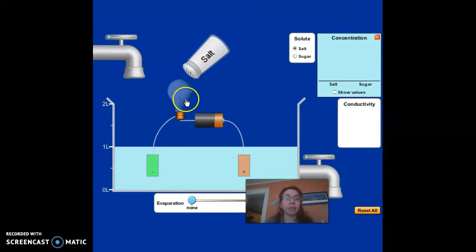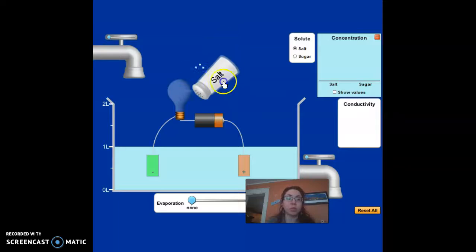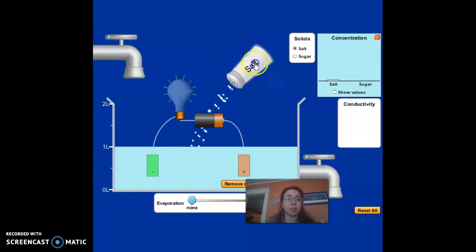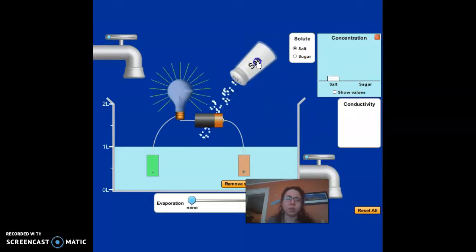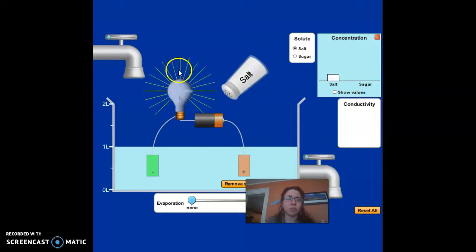Now, what if I add a little bit of salt? Would salt water conduct electricity? Well, look at that. And what do you notice as I add more and more salt to these lines that are coming out of the light bulb? It's conducting better and better. That's an important observation to note.